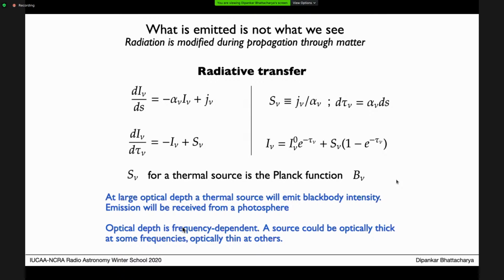So with this relatively simple looking description, one can characterize the entire gamut of propagation effects that the radiation has through material. And this is one of the key cornerstones of understanding radiation processes through cosmic sources. So I will stop here today and we will continue from here tomorrow.